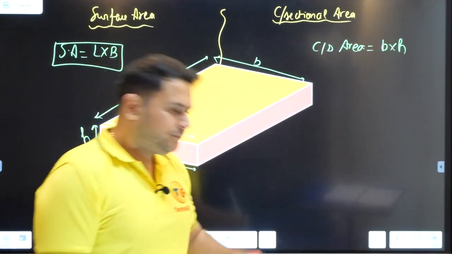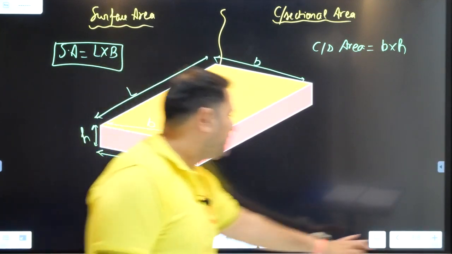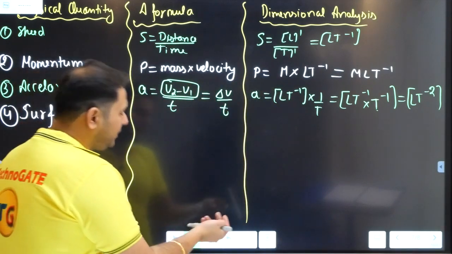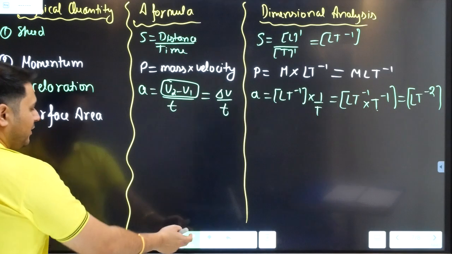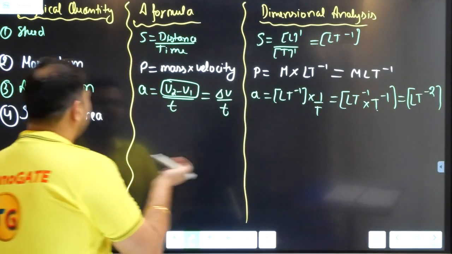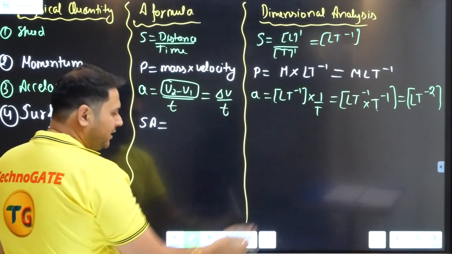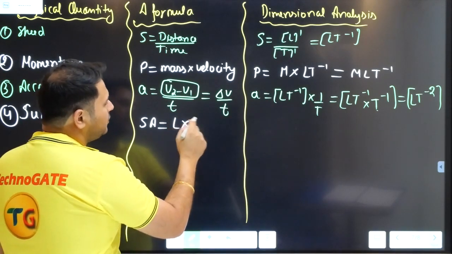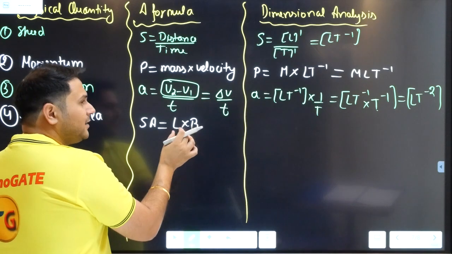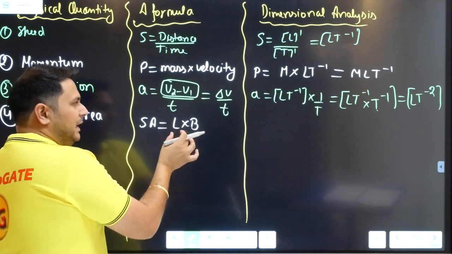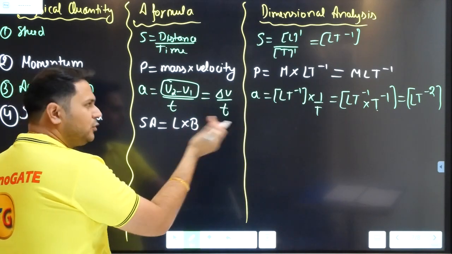Alright. Now let us move back to our original table. I hope you guys have seen that. Now we were at surface area. What is surface area? Surface area can be written as we discussed here, it is L into B. But this L, length, is also your what dimension? L, and this is also L.